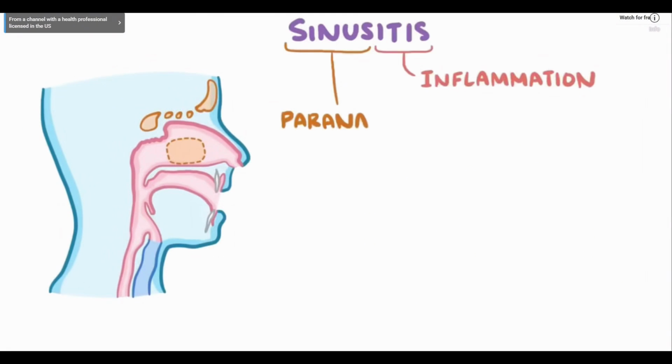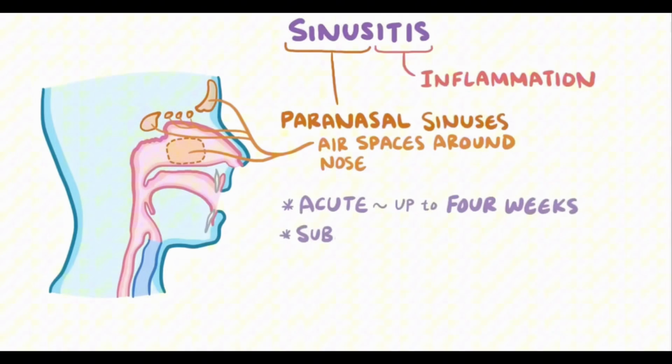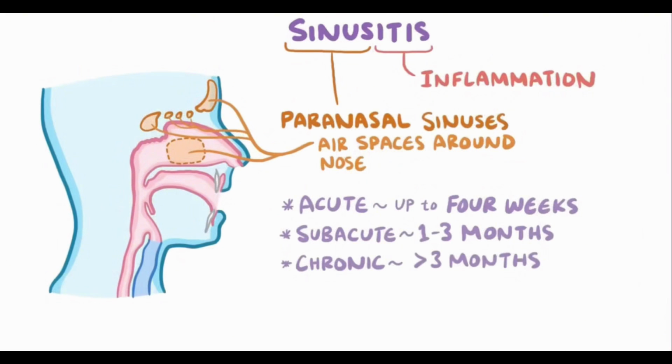Sinusitis is inflammation of the paranasal sinuses, which are pairs of air spaces that surround the nose in front of the face. Usually, acute sinusitis can last up to 4 weeks, subacute sinusitis lasts between 1 and 3 months, and chronic sinusitis lasts more than 3 months.